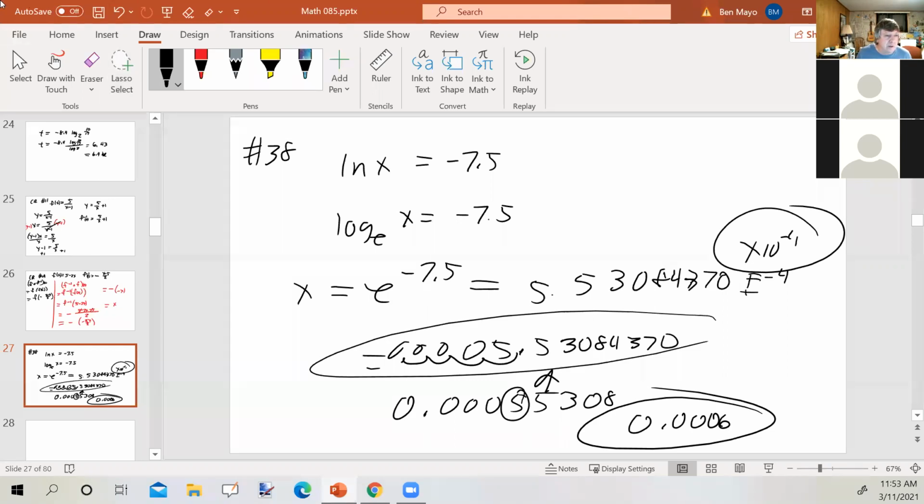Let's see here. Where did the mouse go? There it is. So 47 here and there. 7.